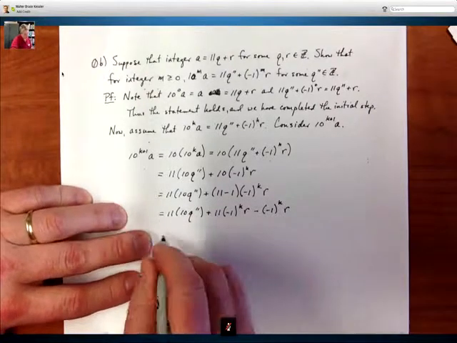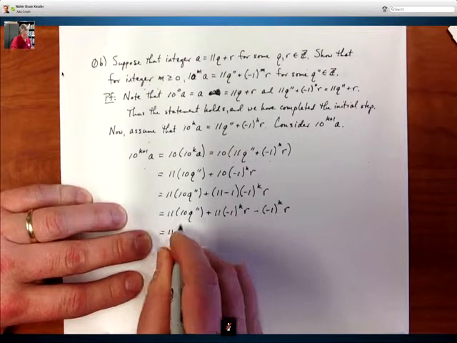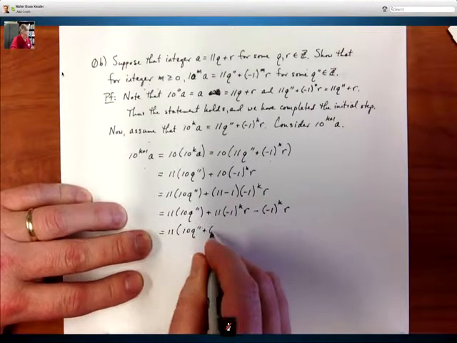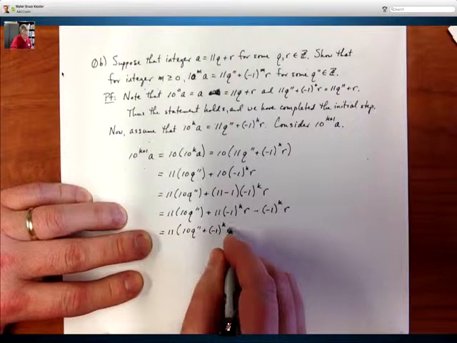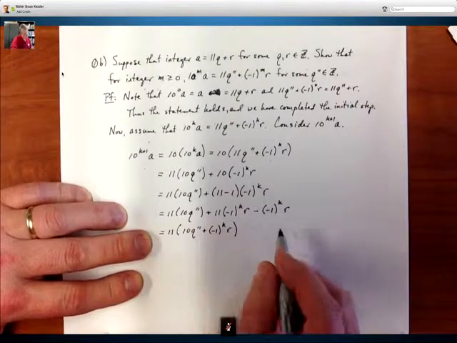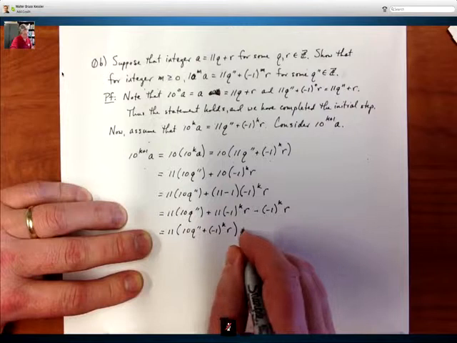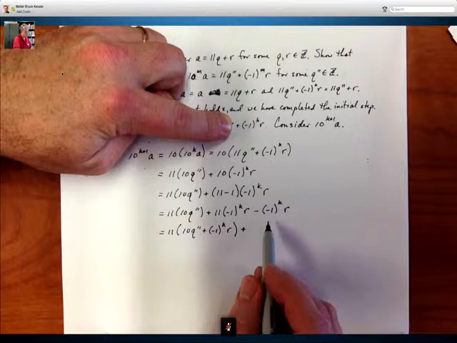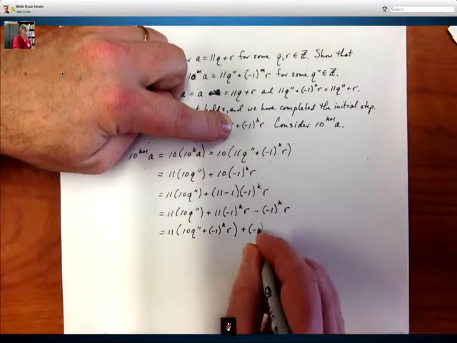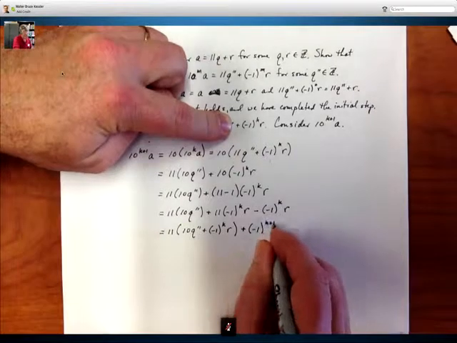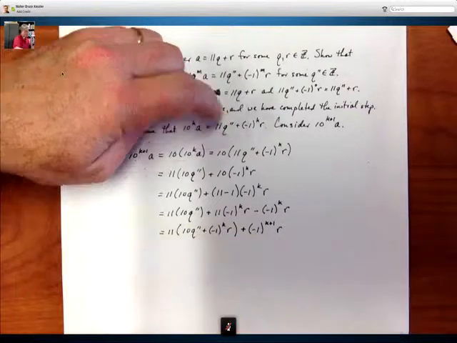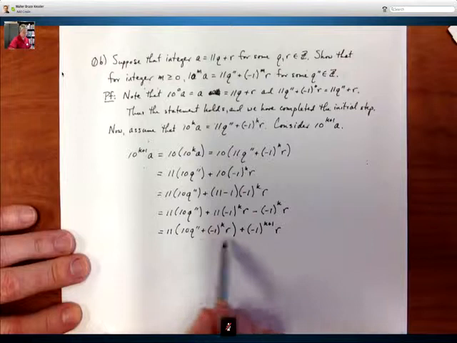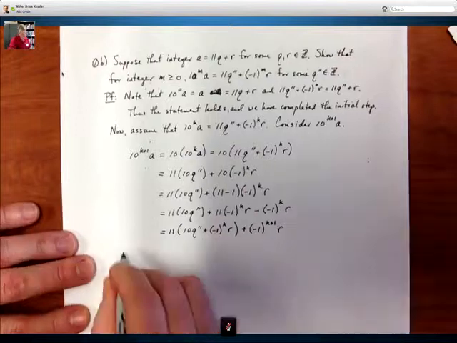Well, this whole business right here, I could pull out a common 11 as a factor, 10q double prime plus negative 1 to the k times r. And then here I can make this a plus, because this is a plus, and just say, well, I got another power of a negative 1. So this is negative 1 to the k plus 1 times that r. So really I just need to point out that this little business right here is an integer.